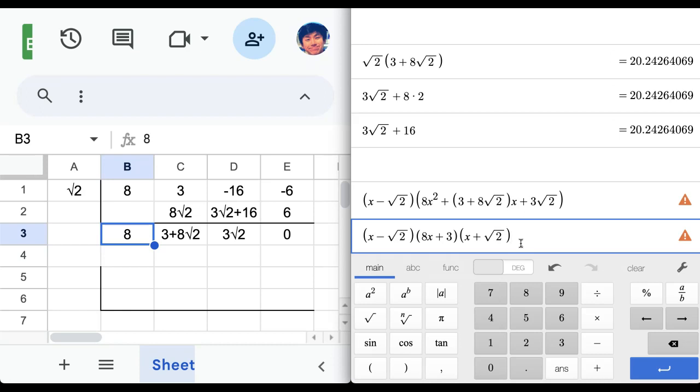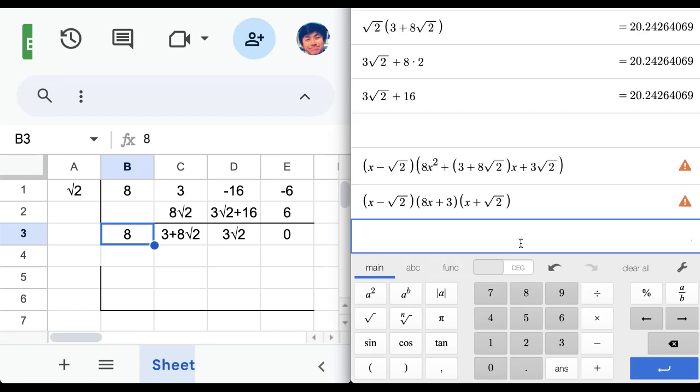Okay, so I think the answer in your answer key just reorders this into x plus root 2 times x minus root 2 times your 8x plus 3. So there you go.